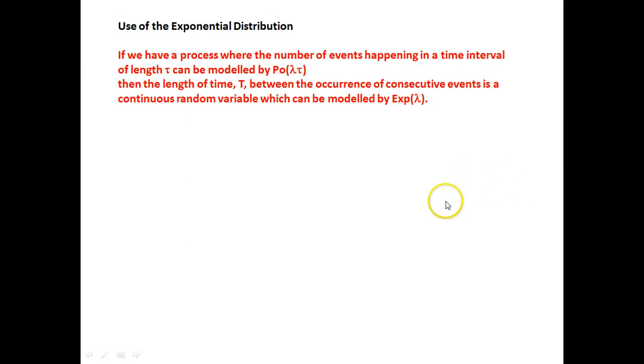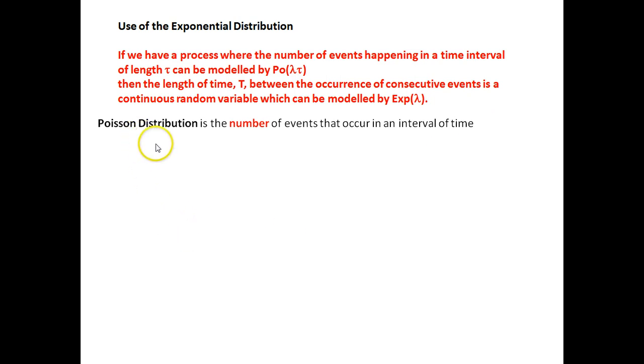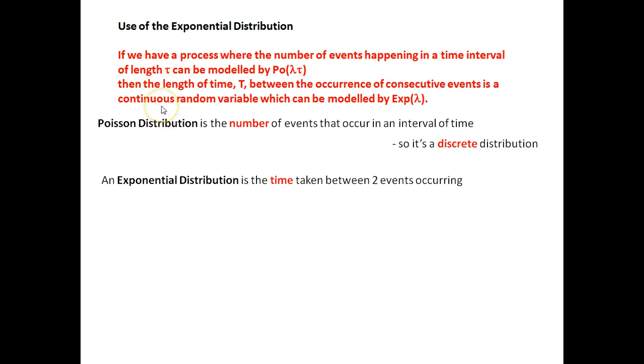If we have a process where the number of events happening in a time interval of length tau can be modelled by a Poisson distribution with parameter lambda tau, then the length of time t between the occurrence of consecutive events is a continuous random variable which can be modelled by an exponential distribution with parameter lambda. That is, a Poisson distribution is the number of events that occur in an interval of time, and so is a discrete distribution. The exponential distribution is the time taken between two events, and that is a continuous distribution.